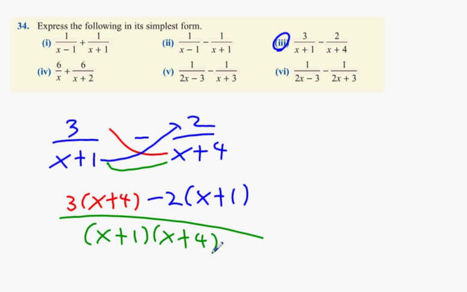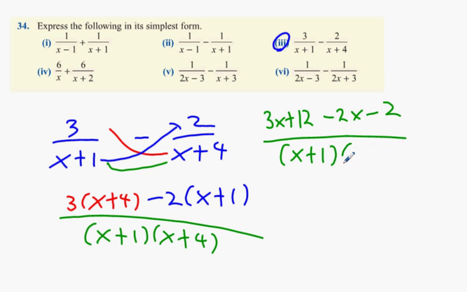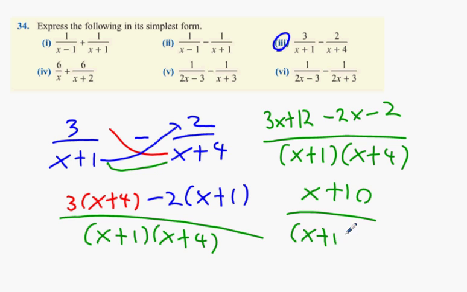We then get 3x plus 12 minus 2x minus 2, all divided by, just keep it the same, and then 3x minus 2x plus 12 minus 2, and then x plus 1 and x plus 4. Everybody right with that? I didn't get the bottom the same.